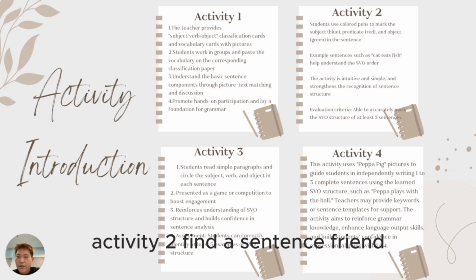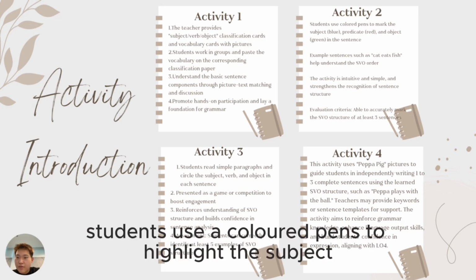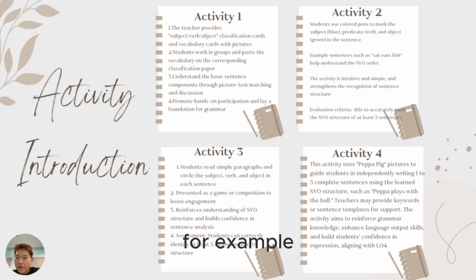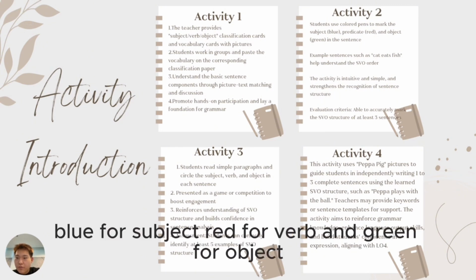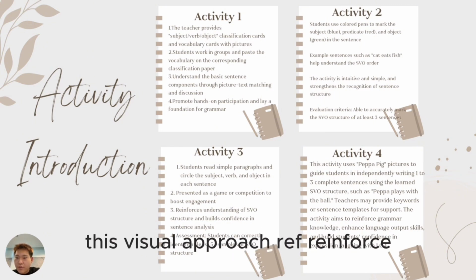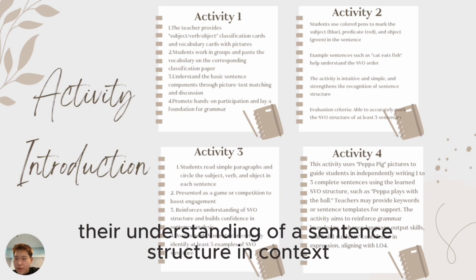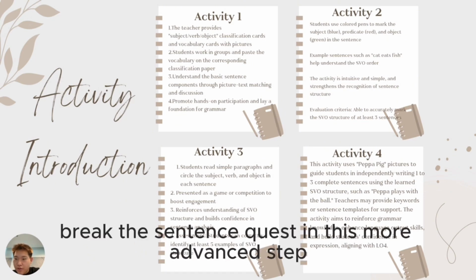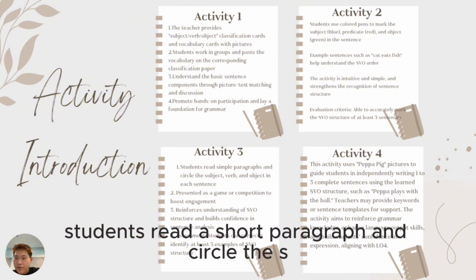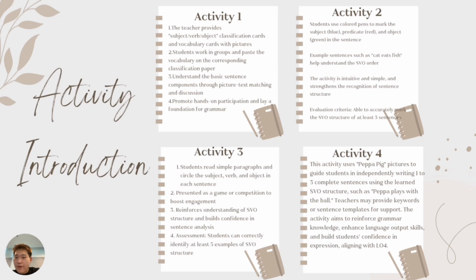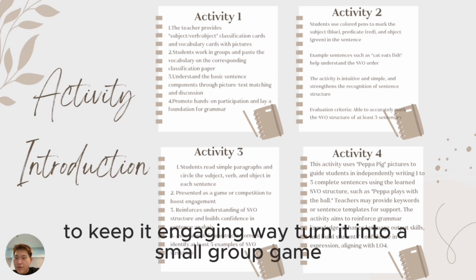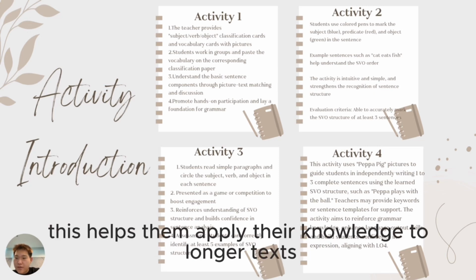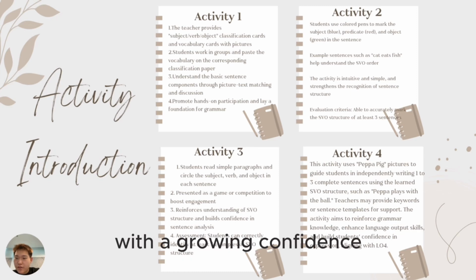Activity 2, find a sentence friend. Next, students use colored pens to highlight the subject, verb, and object in simple sentences, for example, blue for subject, red for verb, and green for object. This visual approach reinforces their understanding of sentence structure in context. Activity 3, break the sentence. In this more advanced step, students read a short paragraph and circle the SVO parts in each sentence. To keep it engaging, we turn it into a small group game. This helps them apply their knowledge to longer texts with growing confidence.